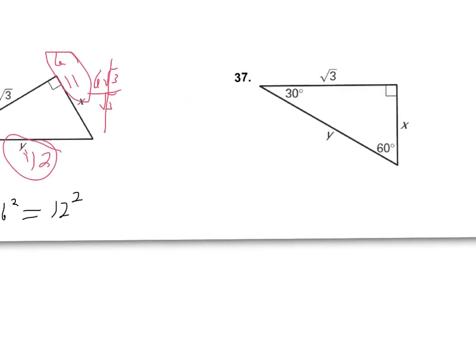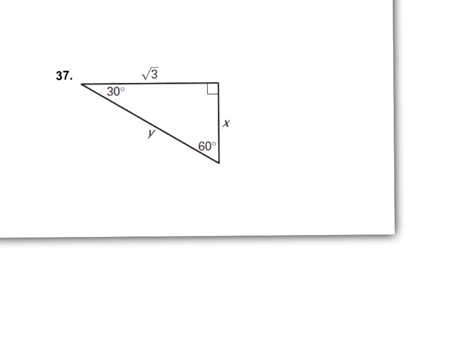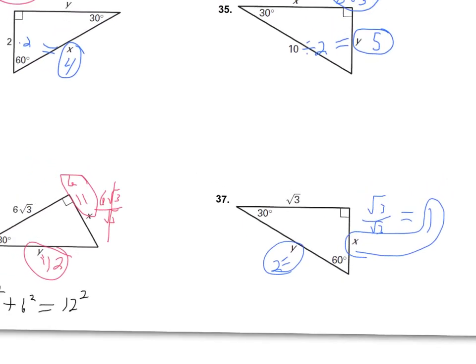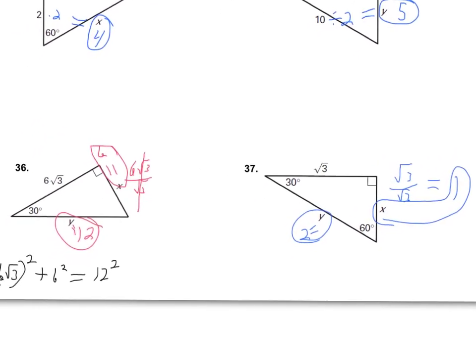Number 37, okay, I don't know what the short leg is. So our rule is, if you know the longer leg, divide it by radical 3. Well, what's radical 3 divided by radical 3? That would be 1. So x is 1, and to find the hypotenuse, times that by 2. So y is 2. So you don't really have to show much work on these. There are places where you could if you wanted, but that's kind of the point, is to learn these shortcuts and let it be a convenience for you.